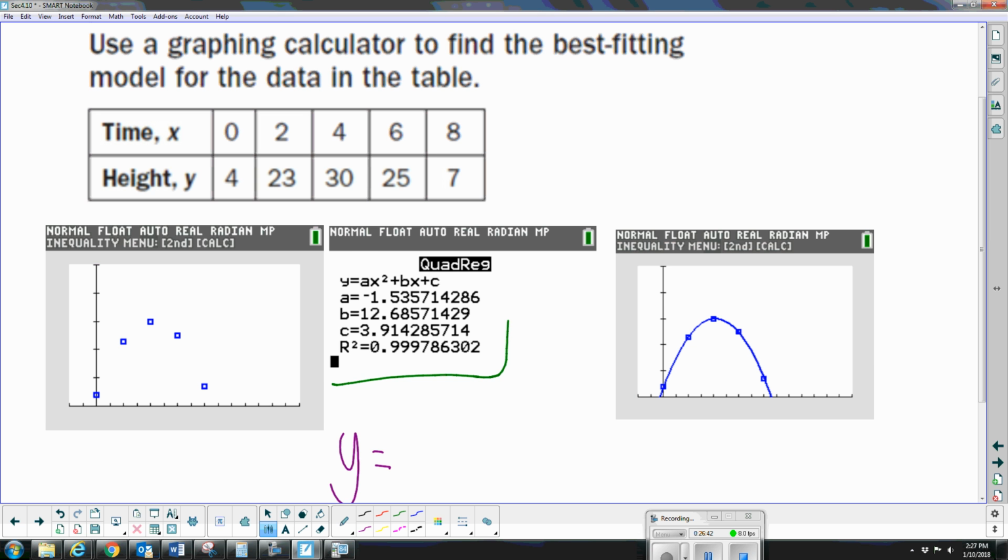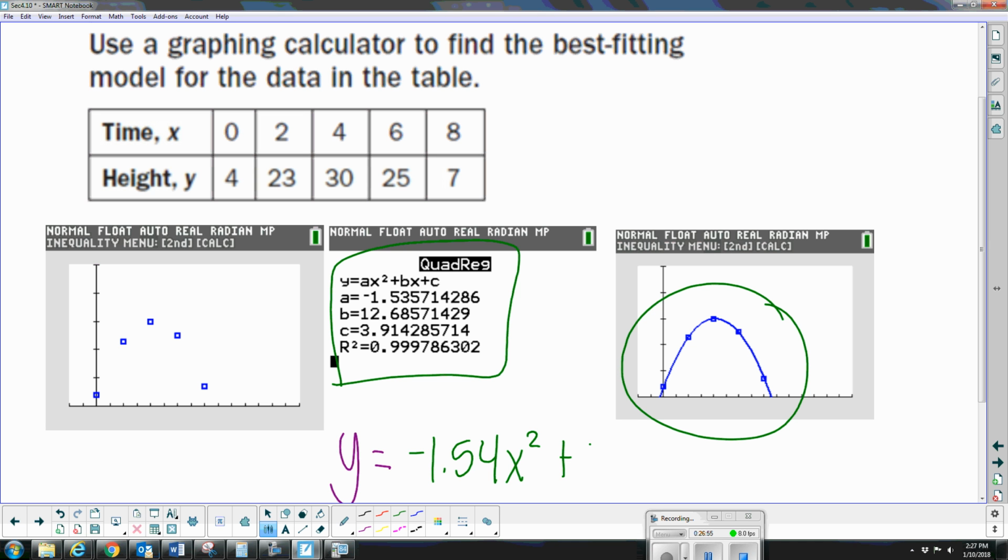Here's your quadratic regression information here. And then if you actually graph the best fitting line, you got this parabola. And your solution here is y equals negative 1.54x squared plus 12.69x plus 3.91. And I had written this on the previous example, but this actually is for example B.